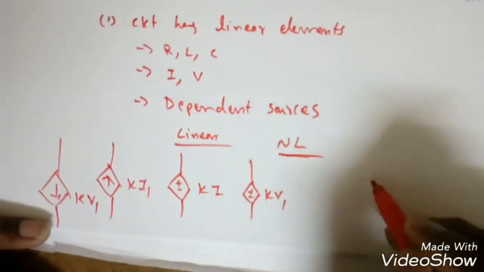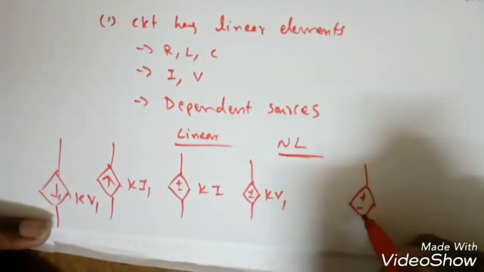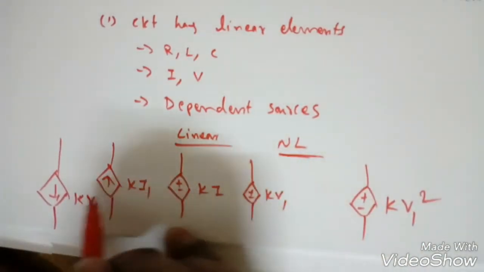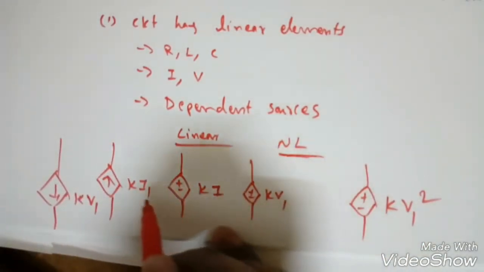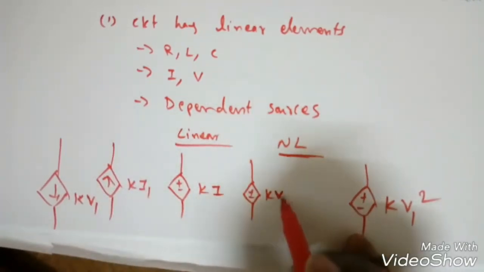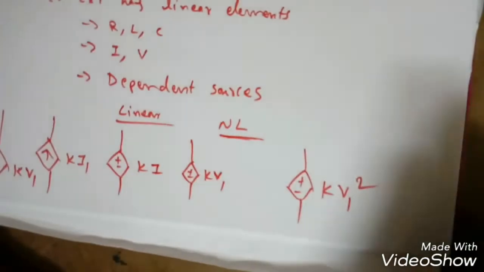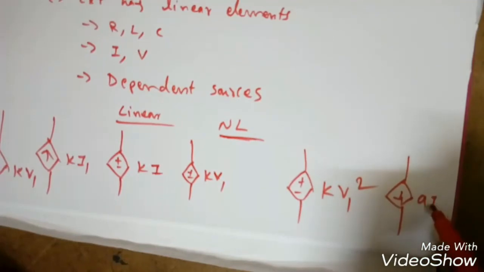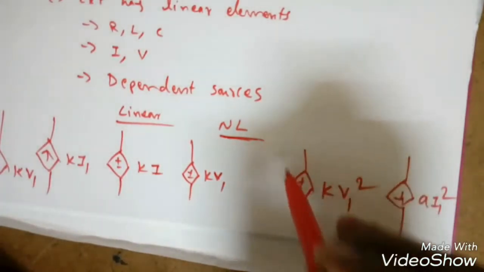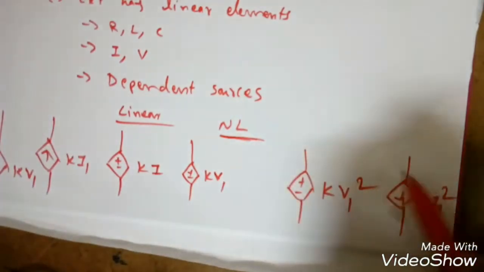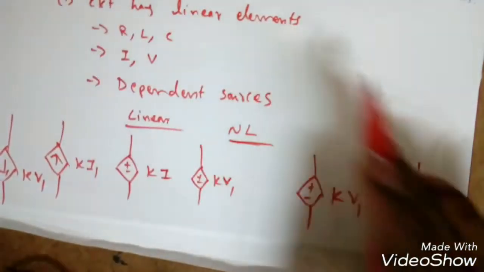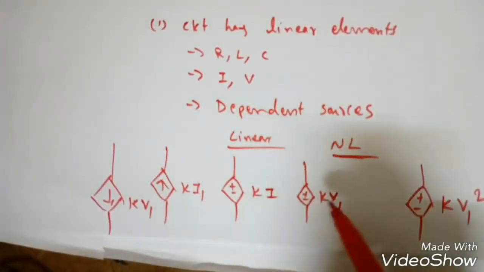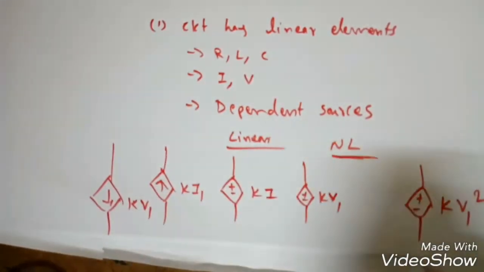Suppose what is non-linear is something like this, plus minus k into V1 square, right? See, this constant can be anything, but the moment these dependent elements are in power of 1, we can say it is linear. The moment it comes as a square, or something like A into I1 square, these are the non-linear dependent sources. So whenever these non-linear dependent sources are there, we cannot apply the superposition theorem. But if linear dependent sources exist, then we can apply the superposition theorem, right?